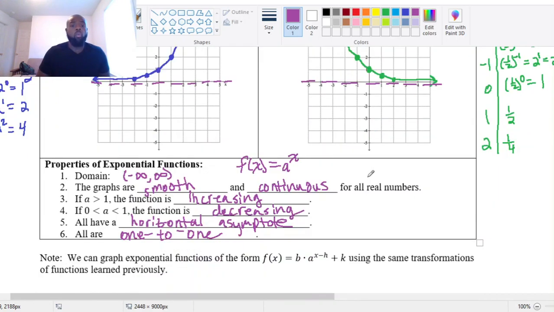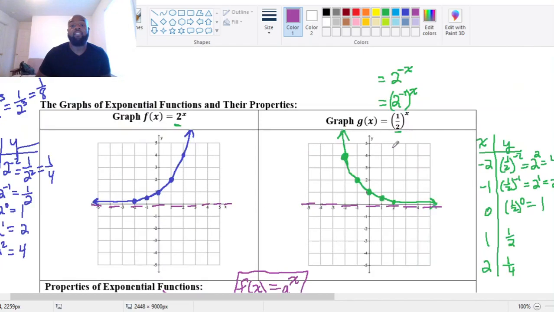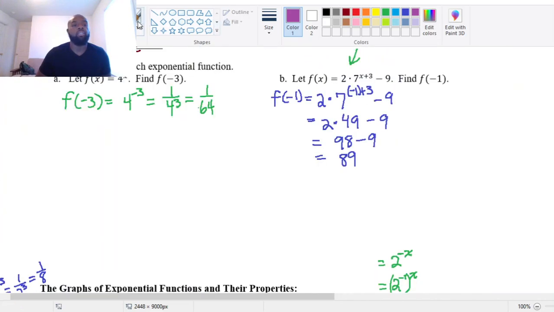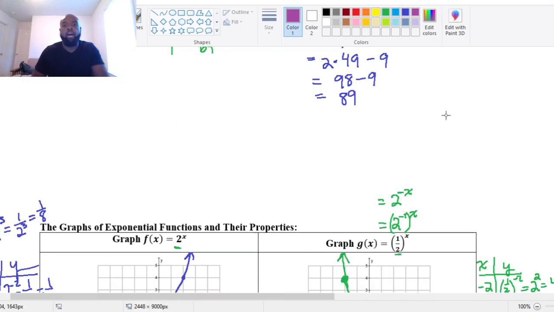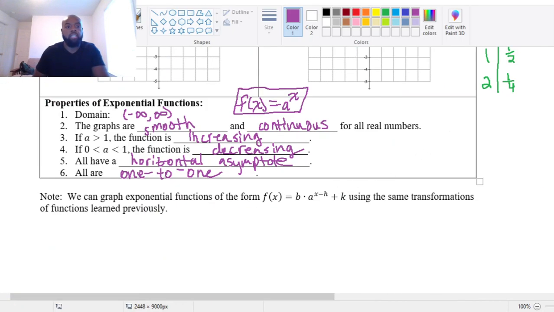Now, this is for the basic exponential functions. We can graph exponential functions of the form f of x equals b times a to the x minus h plus k, right? Sort of like this example up here where we had f of x equals this bad boy here, all right? For instance, there's the number that you subtract from your variable inside your function. So the inside of your function is actually in your exponent, all right?